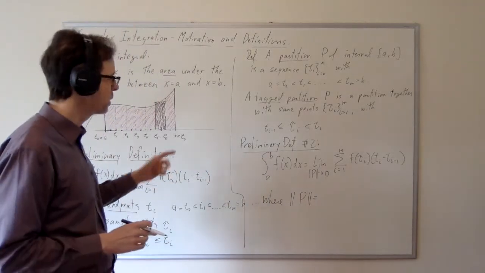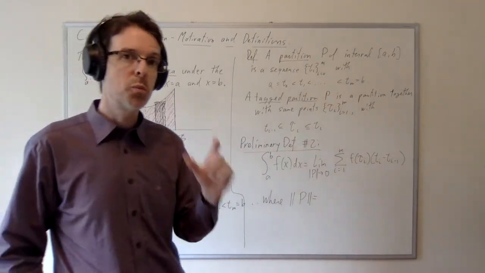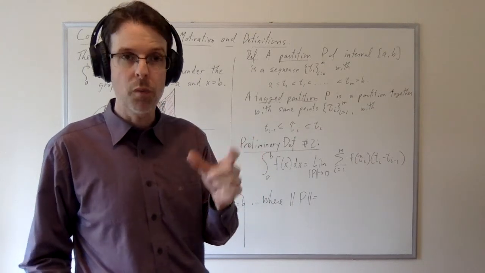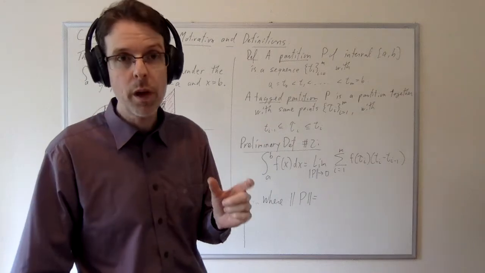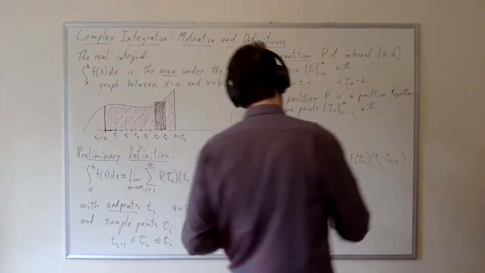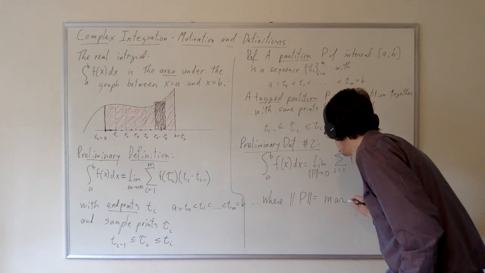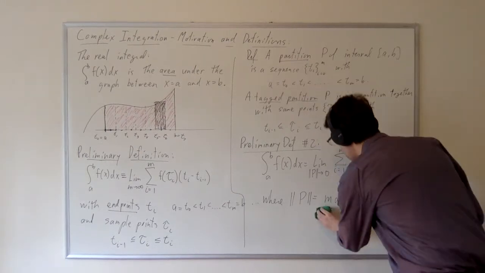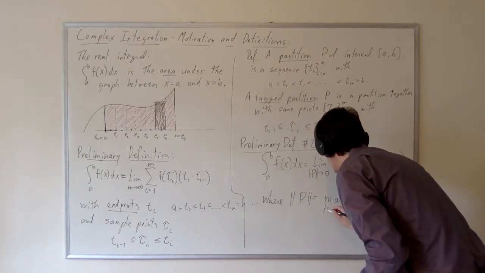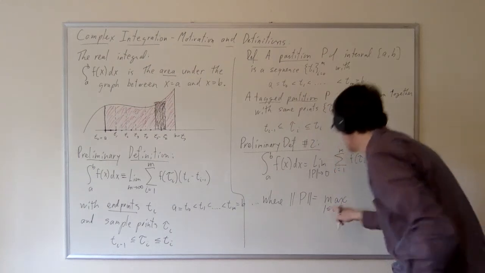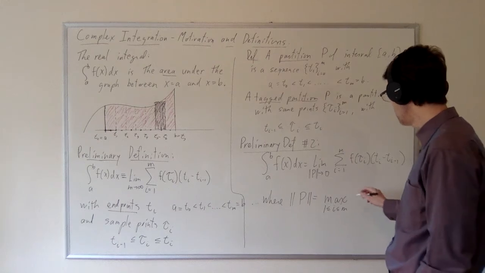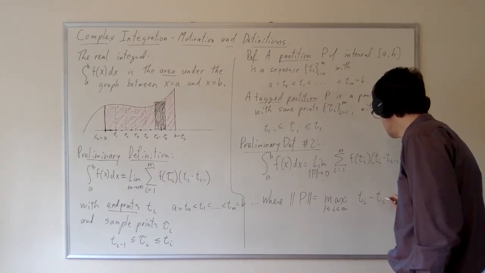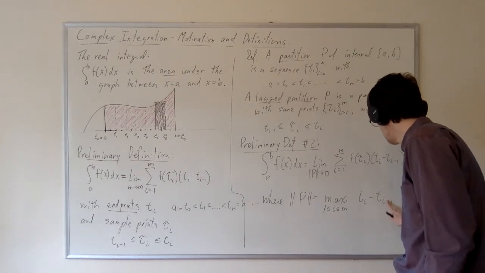Now that maximum, I'm saying maximum, I don't have to say supremum because there are finitely many rectangle widths involved here. There are only finitely many, so I can simply take the max. So this is going to be the maximum over all i, and the i here will go from 1 to m. So it's the maximum of all the i's in that range of the widths. So that's t i minus t i minus 1, the previous one.